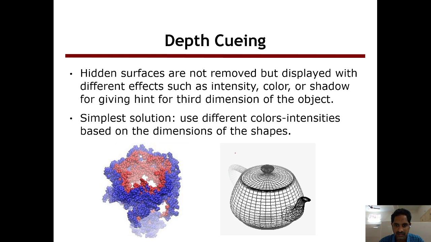See, this is the hidden face. With different effects such as intensity, color, or shadow, we can give the object its third dimension. We can give different types of colors, whatever they may be. Here we can assume the simplest solution is to use different color intensities based on the dimension of the shapes.